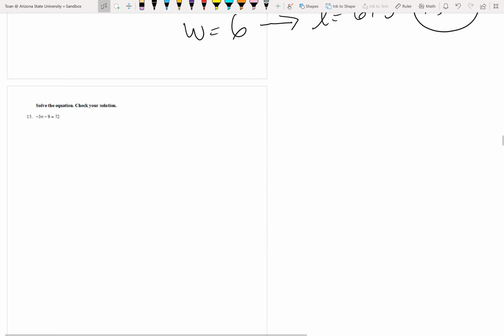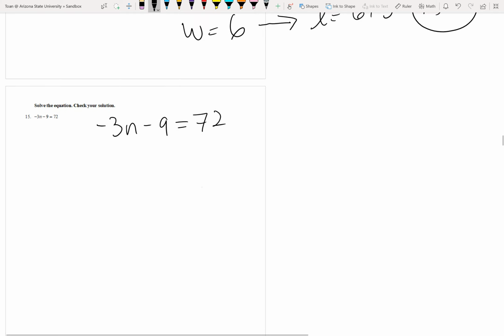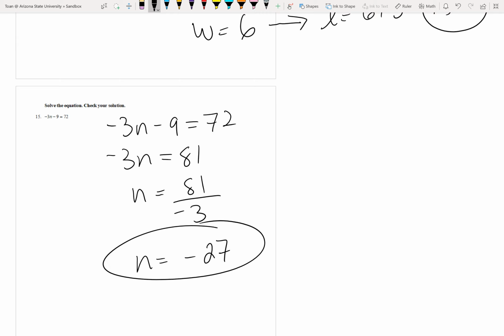Number 15 is just more solving equations. We did this in questions 1 through 7 or 8, so I'm not going to spend a lot of time explaining this. So let's add 9 to both sides. That's 81. Divide out the negative 3. 81 over negative 3, which should go in evenly, is negative 27.